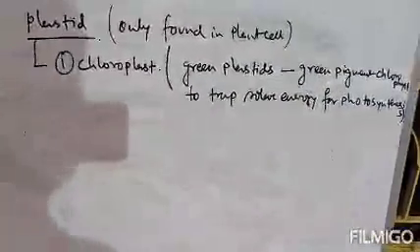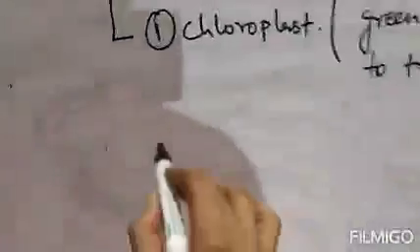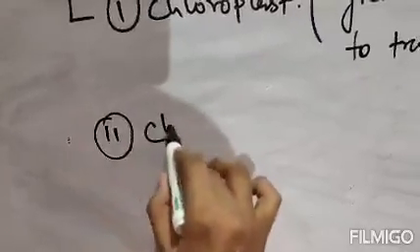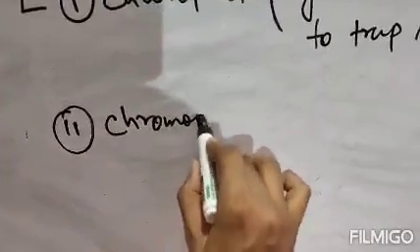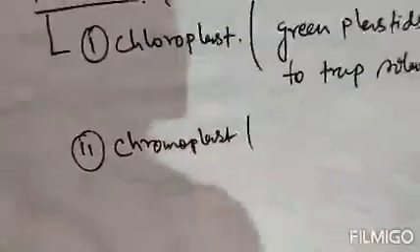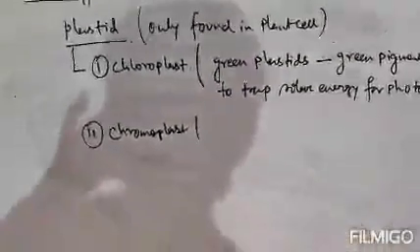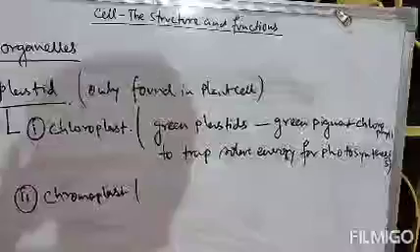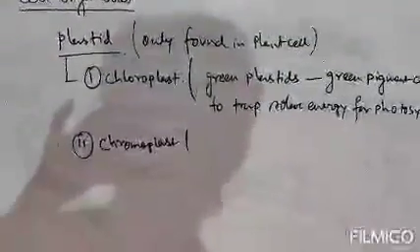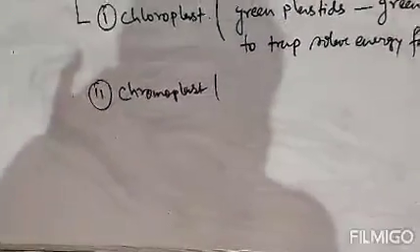This is its function, to trap solar energy for photosynthesis. Number two is your chromoplast. Now chromoplast contains yellow pigment and red pigment. Like chloroplast contains green pigment, chlorophyll, the chromoplast contains two pigments. One is the yellow pigment and another one is the red pigment.